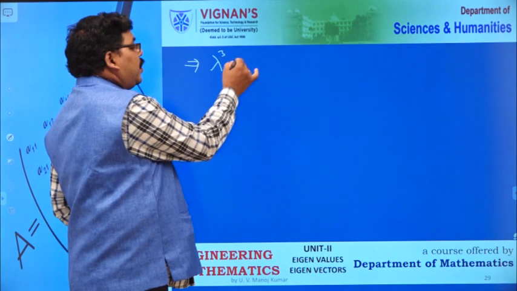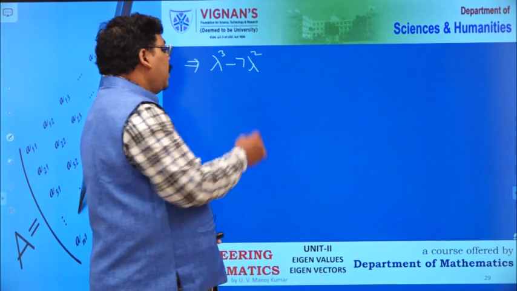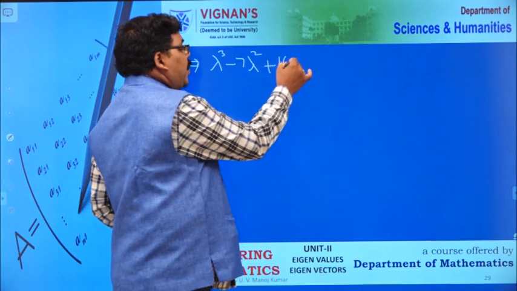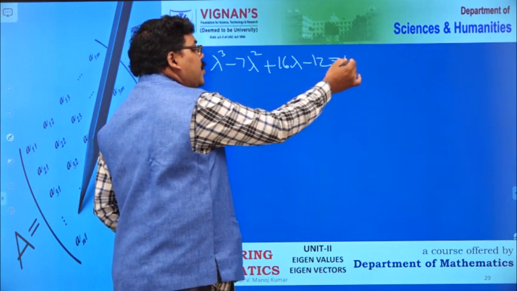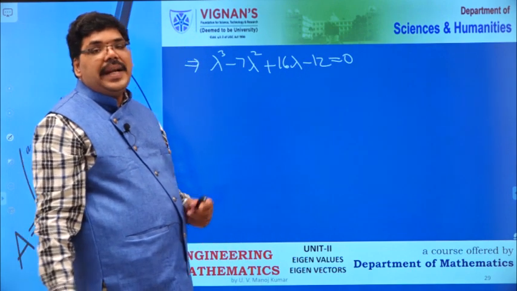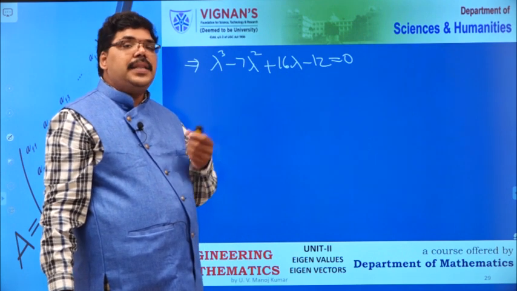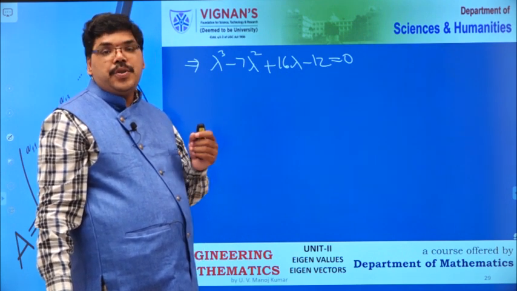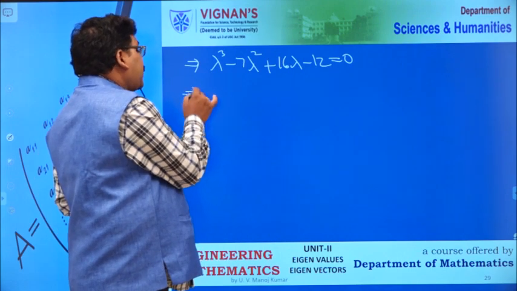Lambda cube minus 7 lambda square plus 16 lambda minus 12 equals 0. Find the factors for this polynomial. This is the polynomial of degree 3, so there should be 3 roots. Find the factors for this.